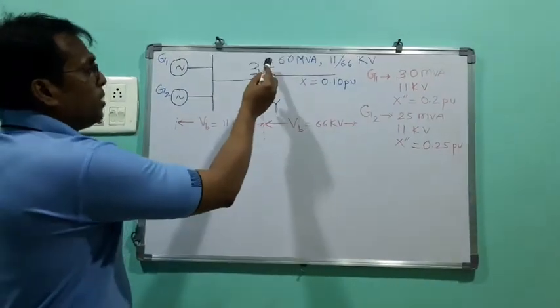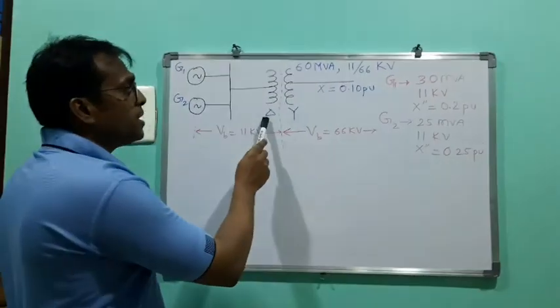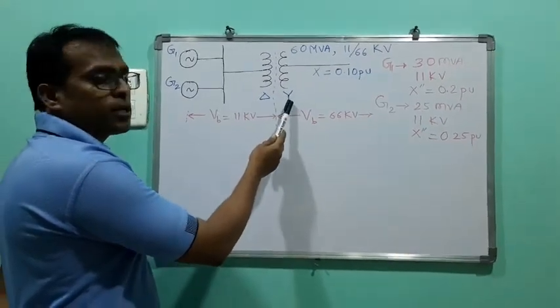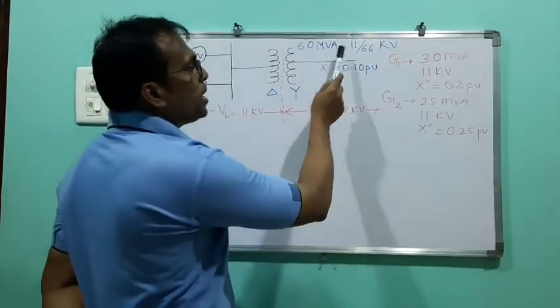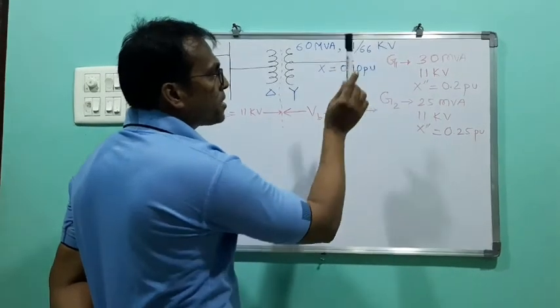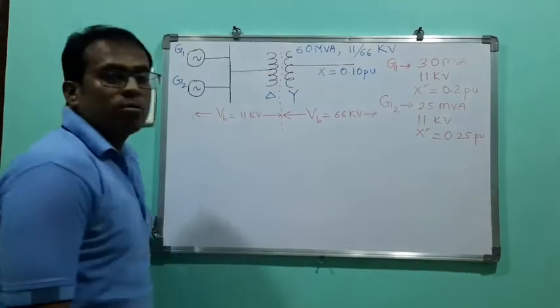Now the parameters of your transformer: the transformer is delta star. That means the primary consists of delta and the connection of the secondary is star. The rating of your transformer is 60 MVA, 11 by 66 kV. The voltage rating is 11 by 66 kV, and the per unit value of reactance is 0.10.